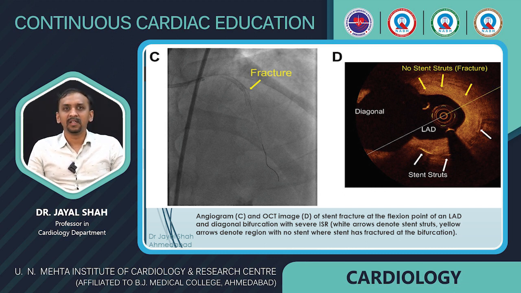And in D, the same lesion was imaged via OCT, and it showed a stent fracture at the flexion point of an LAD and diagonal bifurcation, and there is a severe ISR. You can see that the yellow arrows denote the region where no stent struts are visible, which shows that there is a stent fracture. While at the white arrow in the lower 3 to 6 quadrant, you can see the stent struts.